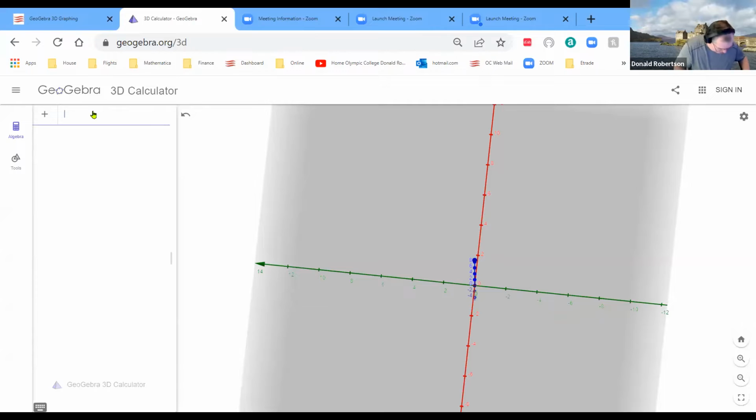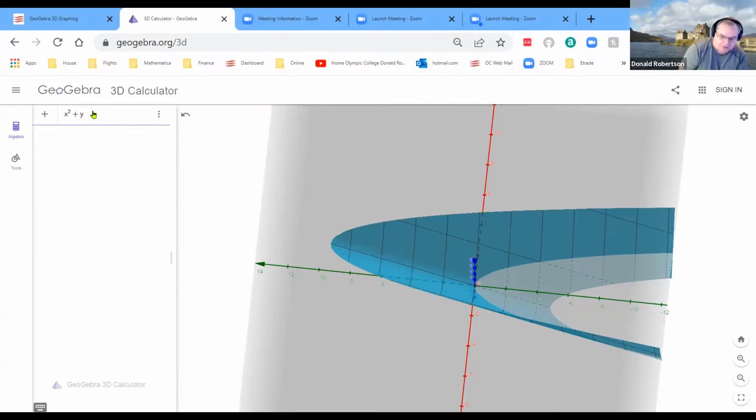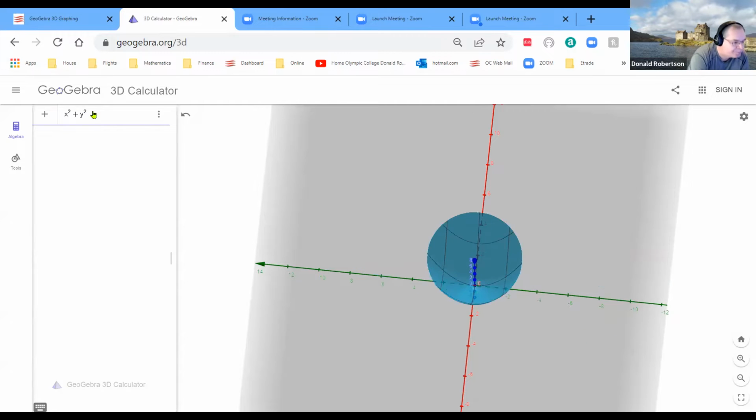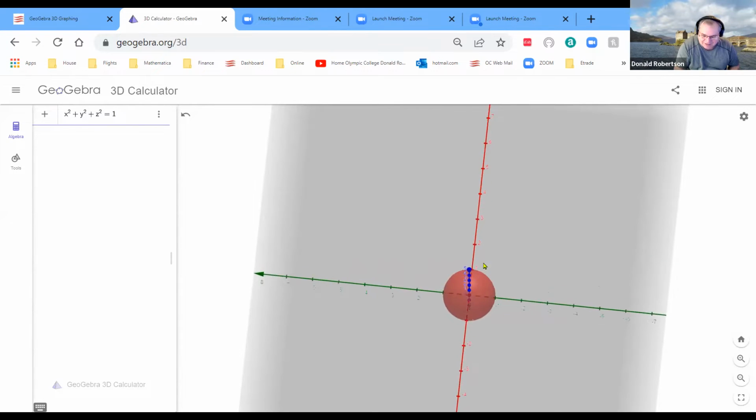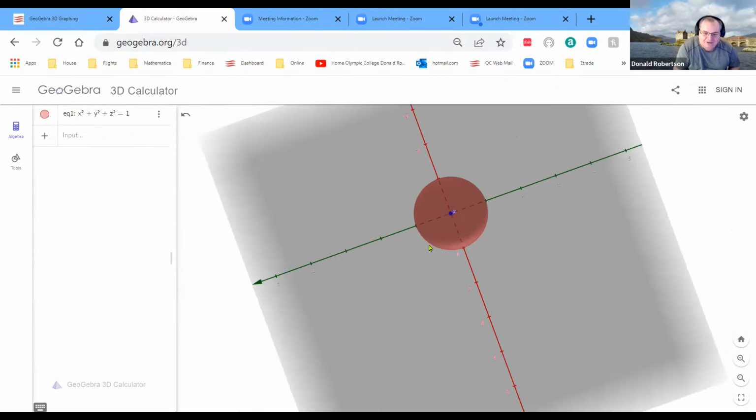Right. If you want to do a sphere in 3D space, oh, now you do x squared. Okay, you're just playing with my brain here. Plus y squared plus z squared equals 1. Ah, success. Do you see a sphere?